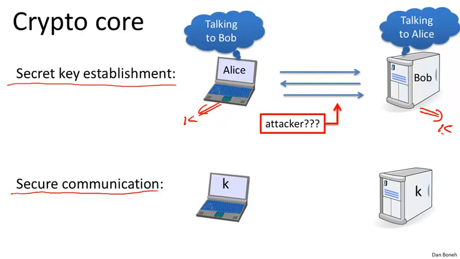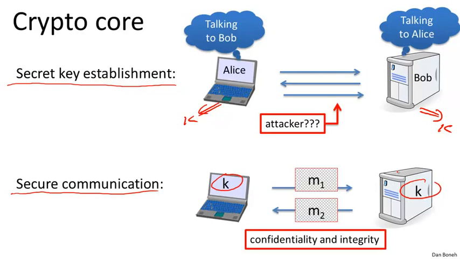Now, once they have a shared key, they want to exchange messages securely using this key, and we'll talk about encryption schemes that allow them to do that in such a way that an attacker can't figure out what messages are being sent back and forth, and furthermore, an attacker cannot even tamper with this traffic without being detected. In other words, these encryption schemes provide both confidentiality and integrity.